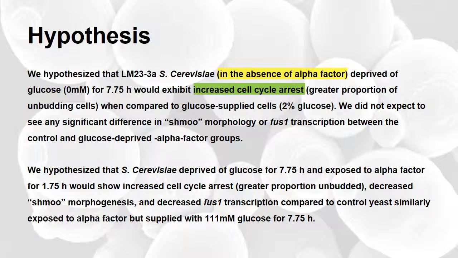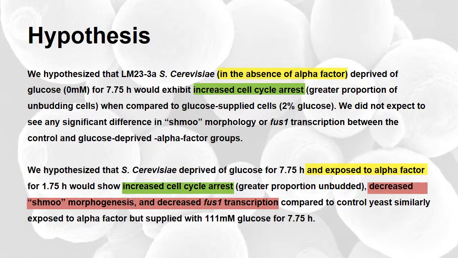cerevisiae deprived of glucose for 7.75 hours and exposed to alpha factor for 1.75 hours would show increased cell cycle arrest, or a greater proportion unbudded, decreased schmoo morphogenesis, and decreased fuse-1 transcription compared to control yeast cells, similarly exposed to alpha factor, but supplied with 111 millimolar glucose for 7.75 hours. And now, C will go over the methods.